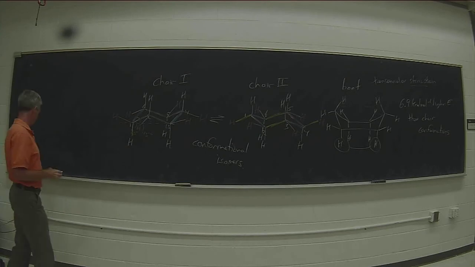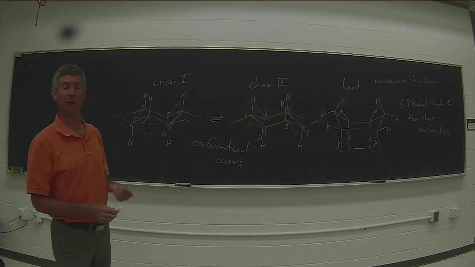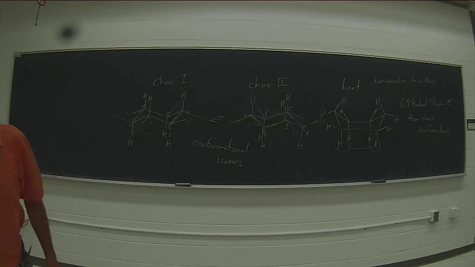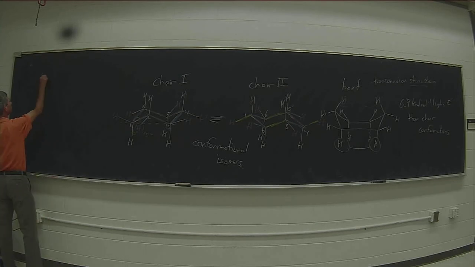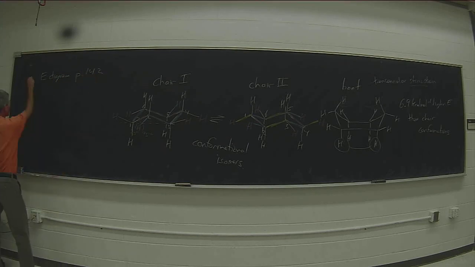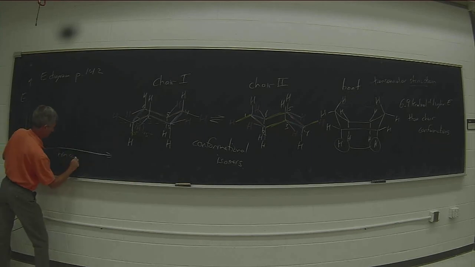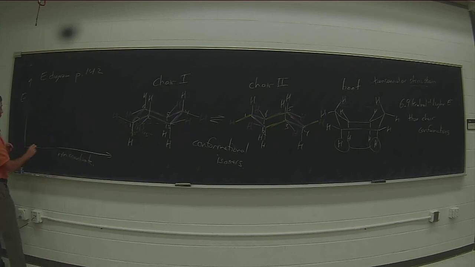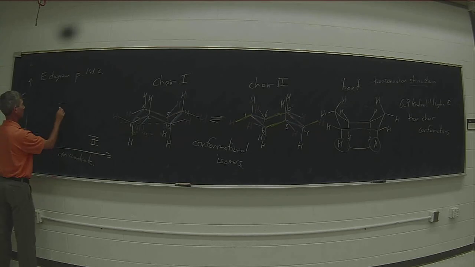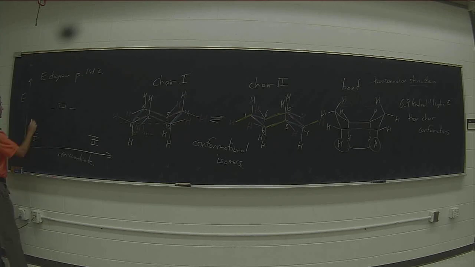And in fact, the boat form isn't actually a minimum on the energy diagram. If you look on page 142 of your textbook, and you start with chair 1, chair 2, the boat is here, but it's a high energy transition state between two lower energy forms.